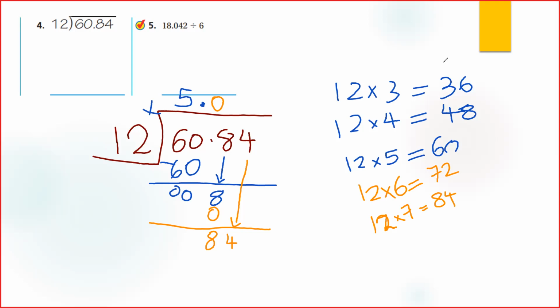7. 7 times 12, 84. So what is the quotient here? It will be 5.07. Yes, that's it. Do you have any question? No problem, no problem. You can, by the way. You can do it. Do you have any question?